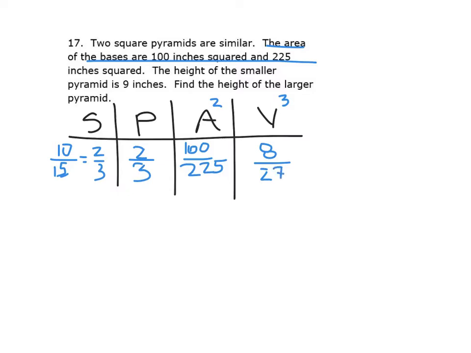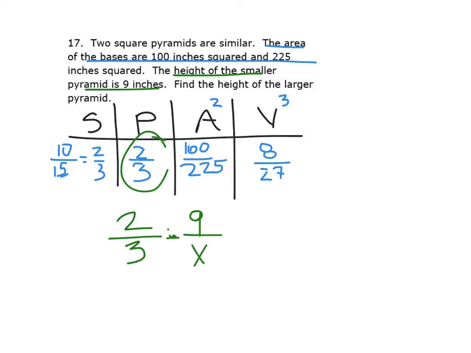Okay, from here we know the height of the smaller pyramid, and we're looking for the height of the larger. So this is the scale factor I'm going to use because we're talking about parts. This is going to be 2/3 times my smaller height is 9, and I'm looking for the larger. So we're going to cross multiply, giving us 2x equals 27. When you divide both sides by 2, you get about 13.5 inches.